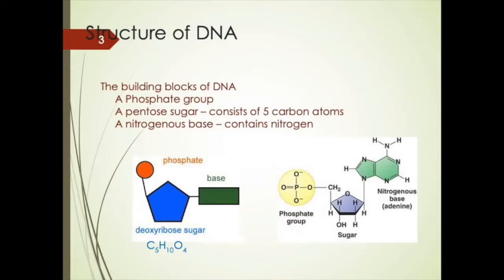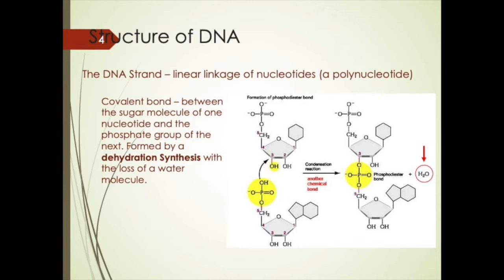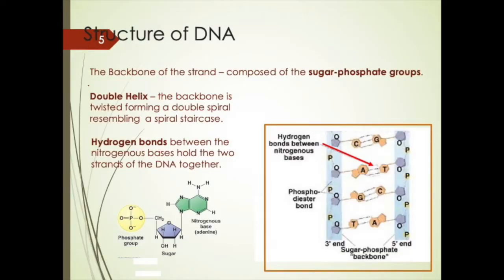So we all know the building blocks of DNA: phosphate group, pentose sugar, nitrogenous base. Okay, so the structure of DNA: linear linkage of nucleotides, right? Polynucleotide. It forms via dehydration synthesis. Remember what that means. Dehydration meaning that it gets rid of water. Forms through phosphodiester bond, those two esters. All right, backbone of the strand: sugar, phosphate, sugar, phosphate, sugar, phosphate.